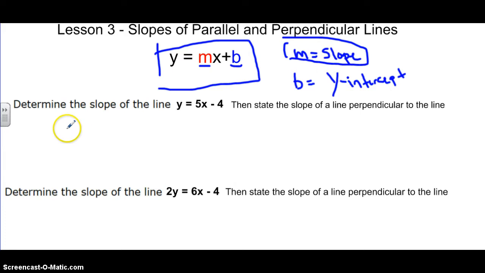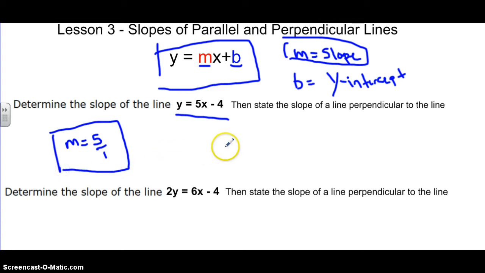So this first one, we want to determine the slope of the line here. Now, since it's already in y equals mx plus b form, I know the slope is just equal to 5, all right? Now, here's a little tip. Because we're going to be finding perpendicular lines, just dropping it under 1 might help us out a little later. So let's just call this 5 over 1. Just drop a 1 under there.